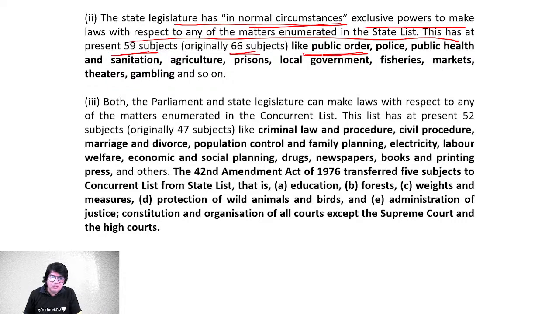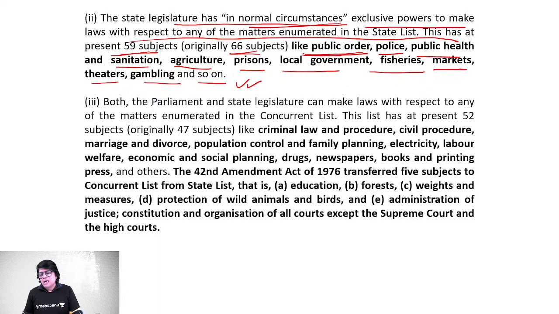It forms a part of the state list or list two, and includes police, public health and sanitation, agriculture, prisons, local government, fisheries, markets, theaters, and gambling. These all form part of the state list. And both the Parliament and the state legislatures can make laws with respect to any of the matters which are enumerated in the concurrent list.